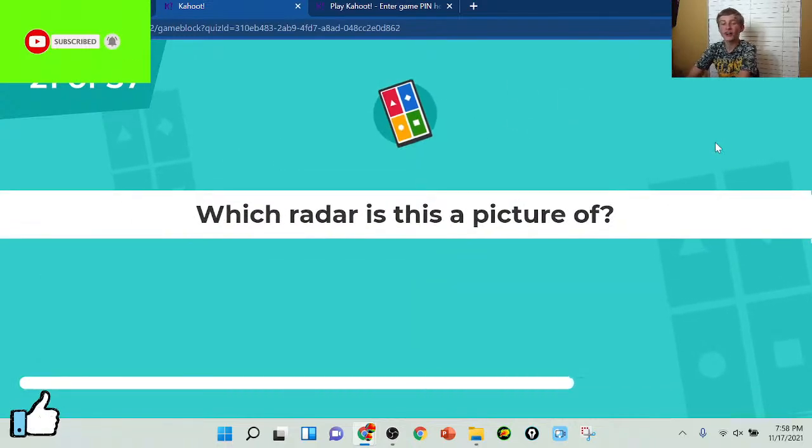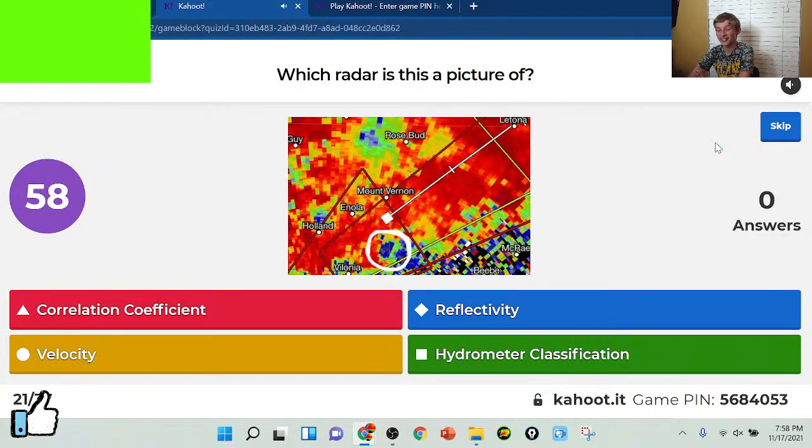What type of radar is this a picture of? Is it the correlation coefficient, the reflectivity, the velocity, or the hydrometer classification? HQ, if you get this wrong, I'm gonna be very disappointed in you. Mr. and Mrs. Lukey, I feel like I've also taught this to you several times. Come on, get this question right. Please get this question right.